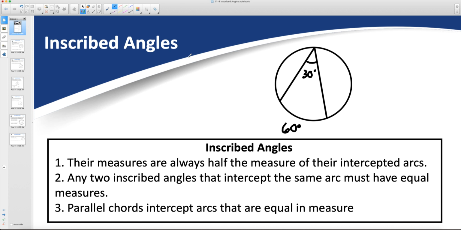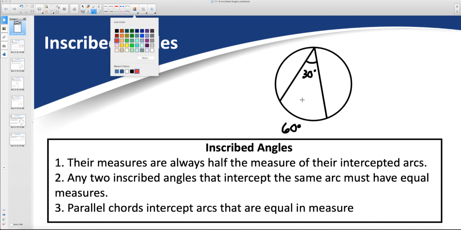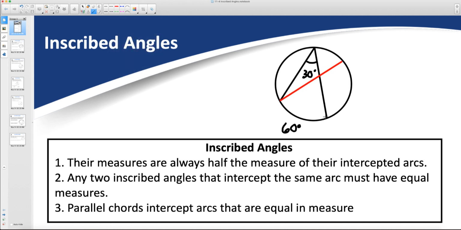Another thing is two inscribed angles that intercept the same arc have to be congruent. That should make sense because they both would intercept 60 degrees. So for example, the red angle and the black angle are going to be congruent. They're both going to be 30 degrees because they both intercept the same exact arc.